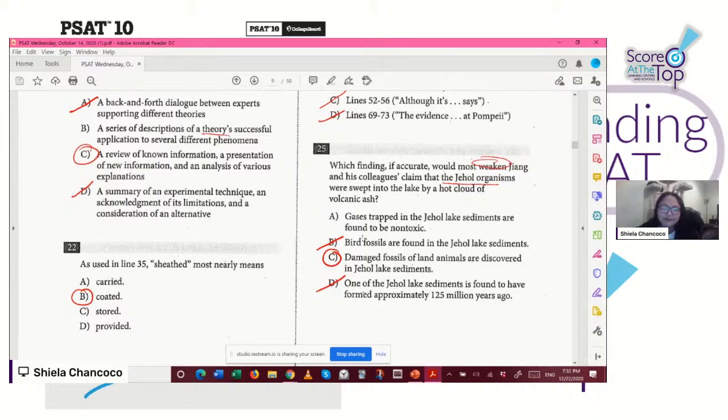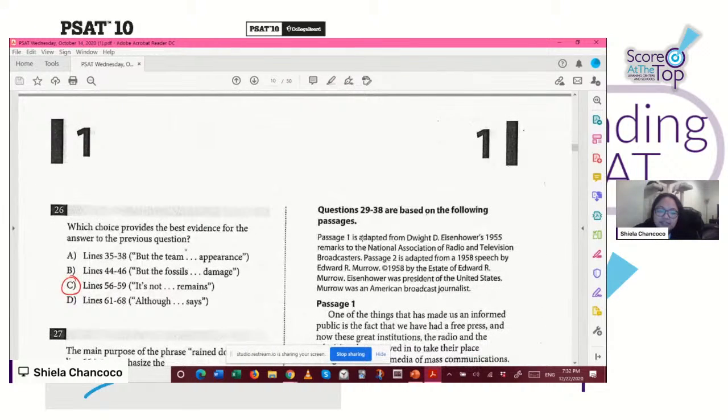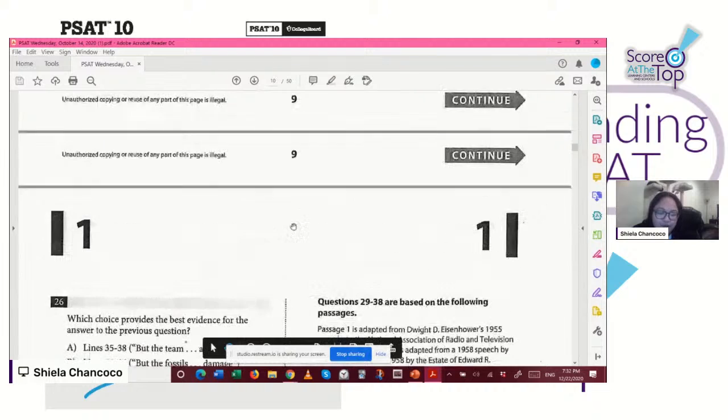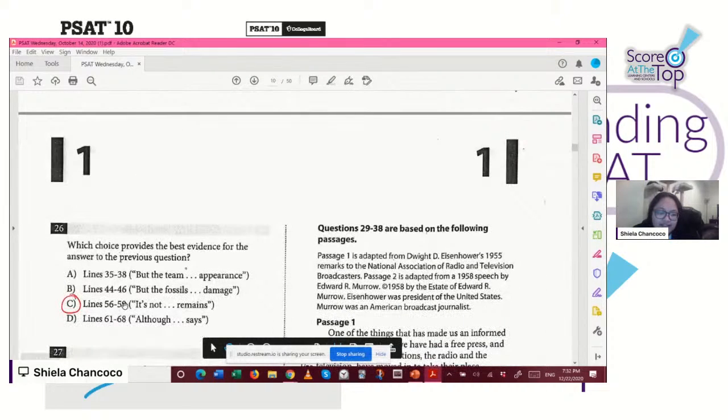So like they still got clamored by the ash, even though it's not toxic. Like there was two parts of that statement. So let's move on to 26. So here we go. 26 is what is the support for 25? And the support here is line C, line 56 to 59.